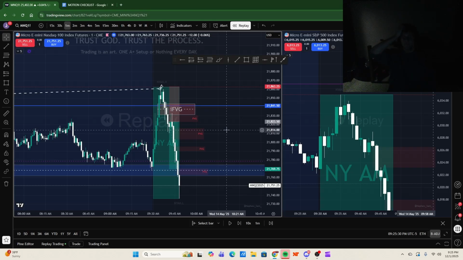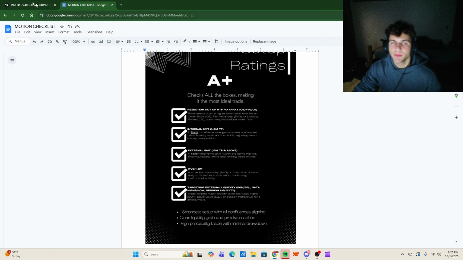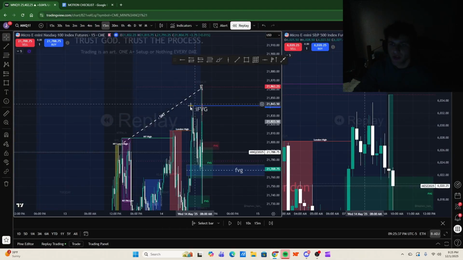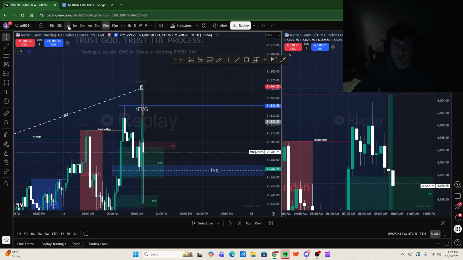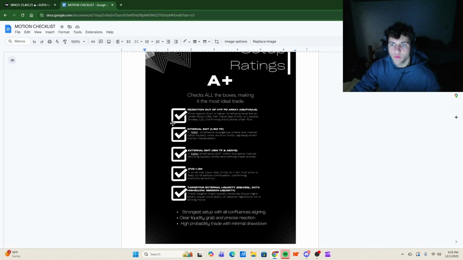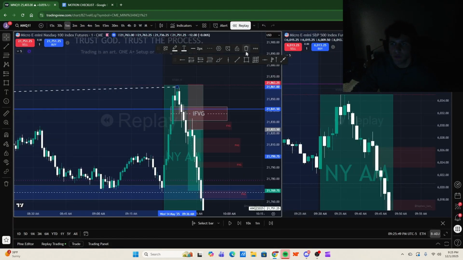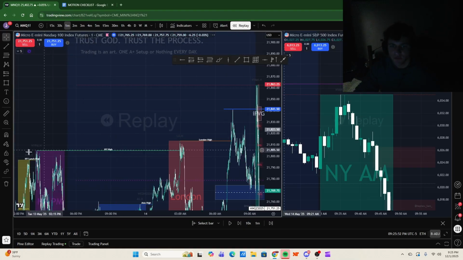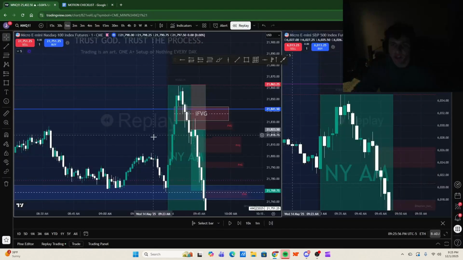Simply put, let's break down the checklist, right? Rejection out of a higher time frame PD array. We swept out this 15-minute high, which actually might have even been an hourly high too. So that's a higher time frame liquidity sweep. So that is rejection. What did we get? Internal SMT we did right here at these highs. External SMT with these highs over here, these 4-hour highs. iFVG, yes, on the 1 minute. And then targeting external liquidity.